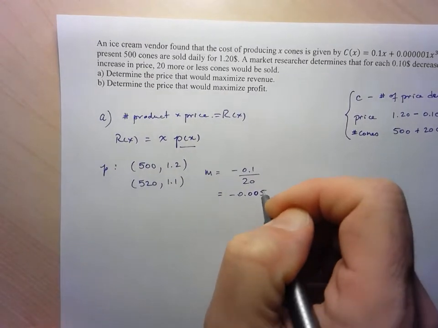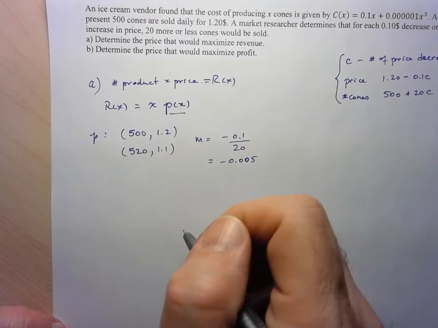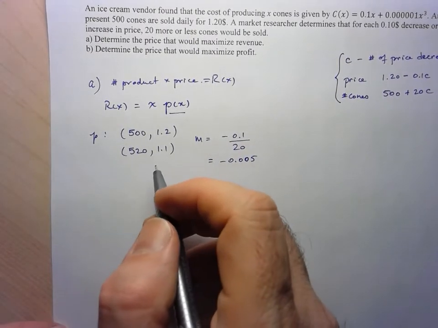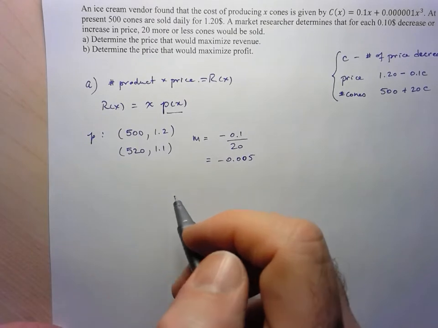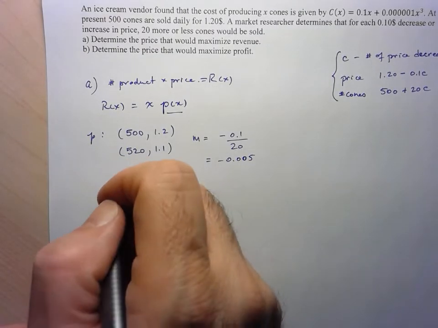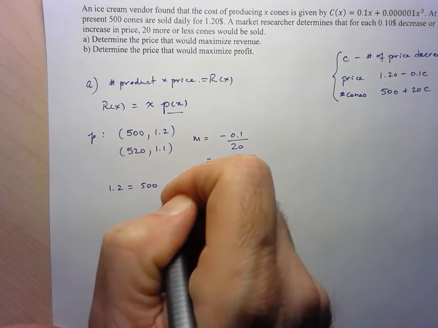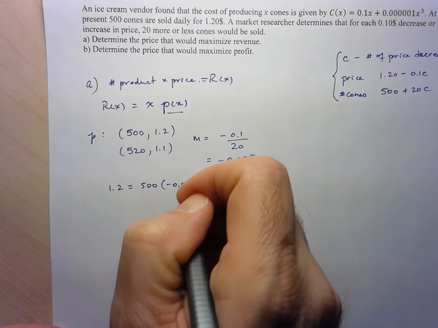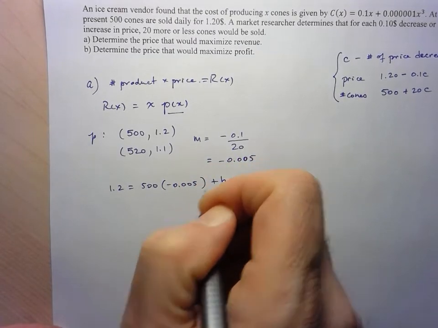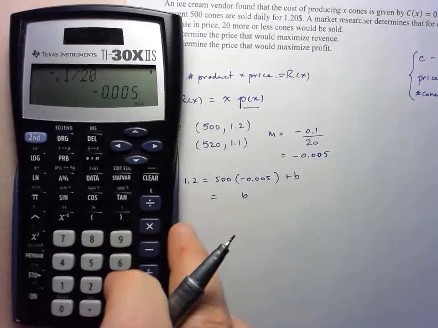Okay, and now let's calculate the b value of this equation here. Now I really don't want to work with point slope form because that's a little messier in terms of taking derivatives, so here I will use slope intercept form. So when y is equal to 1.2, x is equal to 500 times a slope of negative 0.005 plus b, and so b will just be equal to, okay, what do we have?